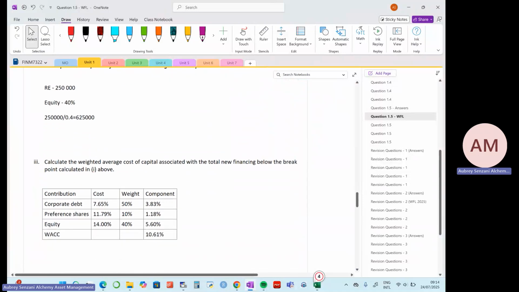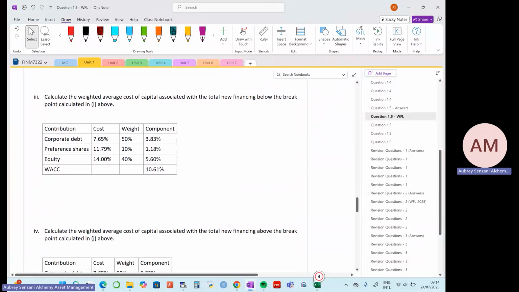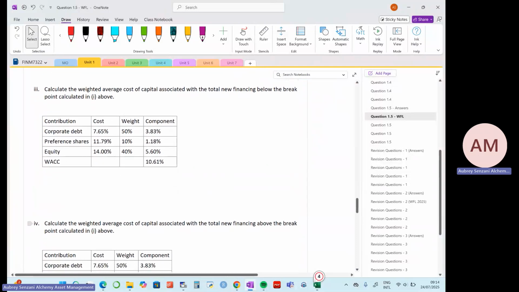Okay, right. So here we go. You'll see just now where we're using this. So part 3 and part 4, we're not going to bother to actually do, because this is calculating the WACC and we don't have to. So that answer for question 2 is 625,000. That's the answer. So that is your rand. Yes. That is your break point.